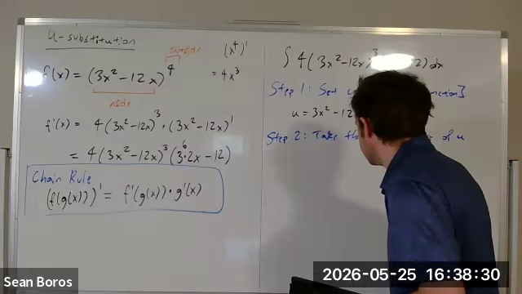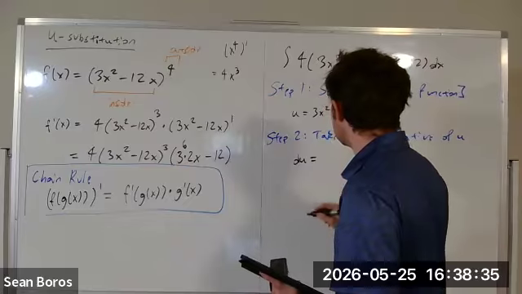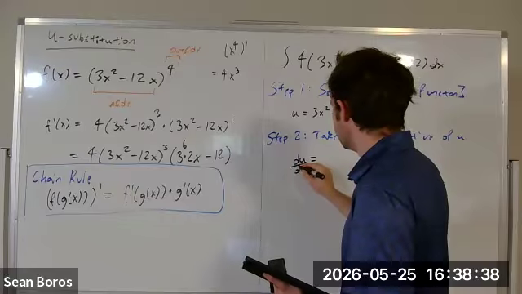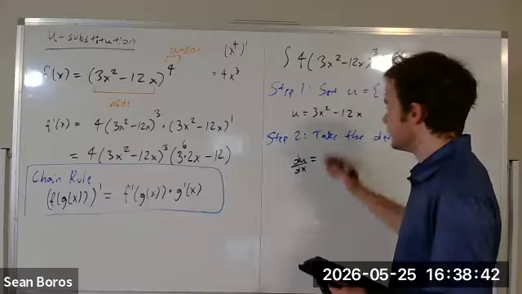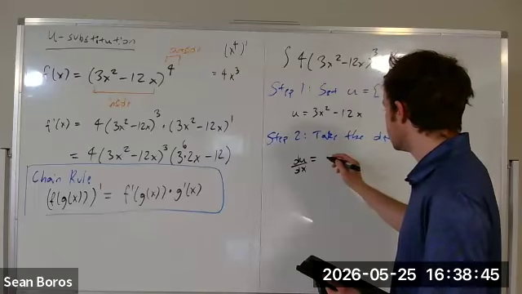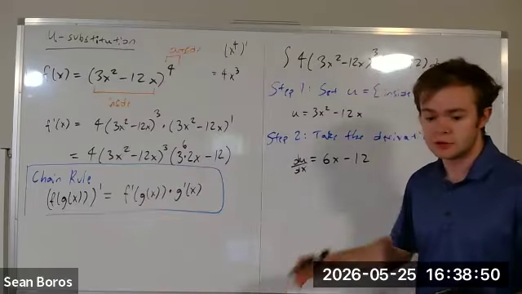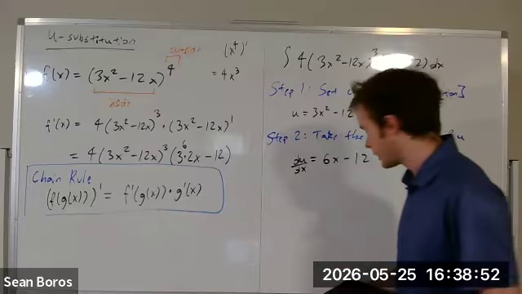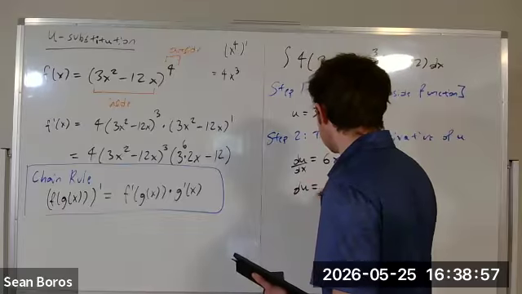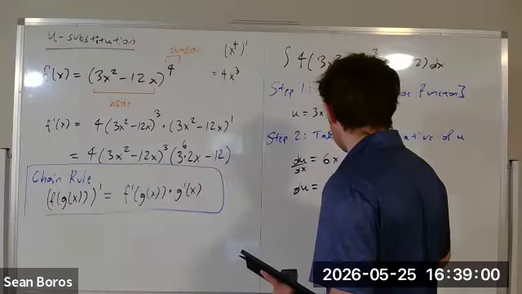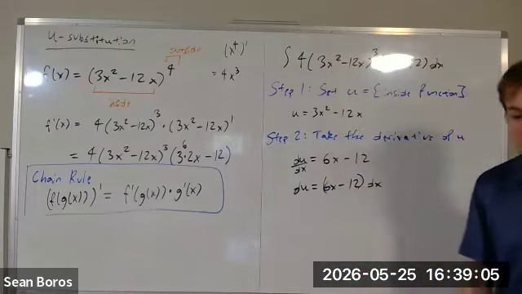So strictly speaking, we'll say the derivative of u, we said, was du by dx. And the derivative of the right side, doing the same thing we did initially, is going to be 6x minus 12. So take the derivative of both sides, that's what you get. Okay. And then we move the dx to the other side, so du equals 6x minus 12 times dx. So moving the dx to the other side.